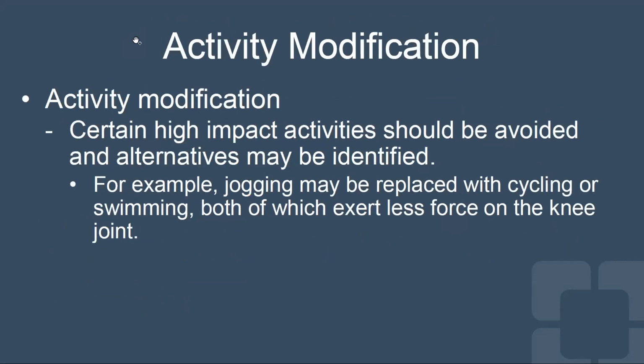Activity modification: certain high impact activities should be avoided and alternatives may be identified. So, it's rare that we tell our OA patients to go out and start running on the treadmill or jogging on the treadmill. But cycling and swimming are really, really good options to replace that jogging, both of which exert less force on the knee joint or hips or ankles and feet.